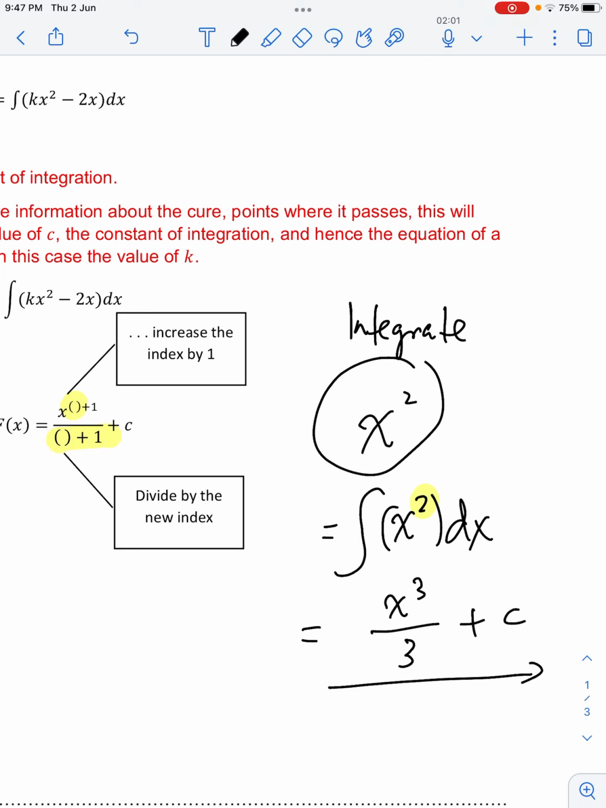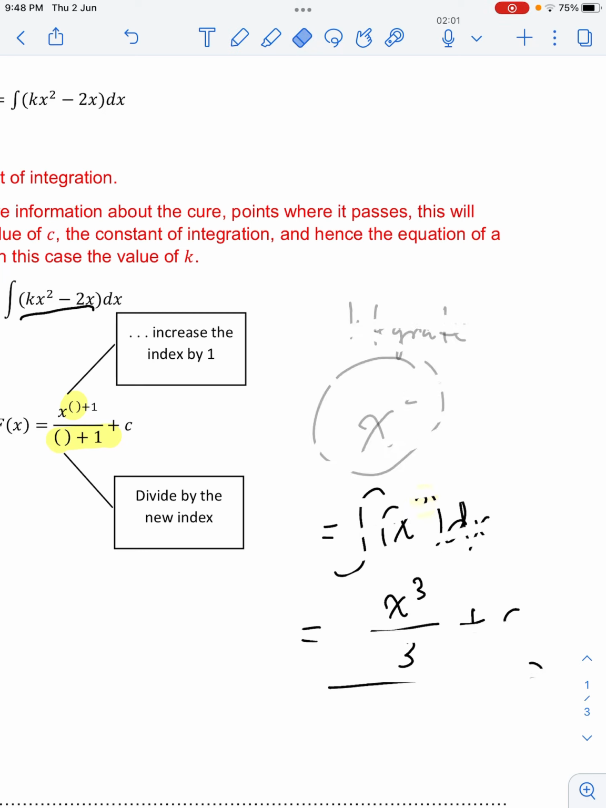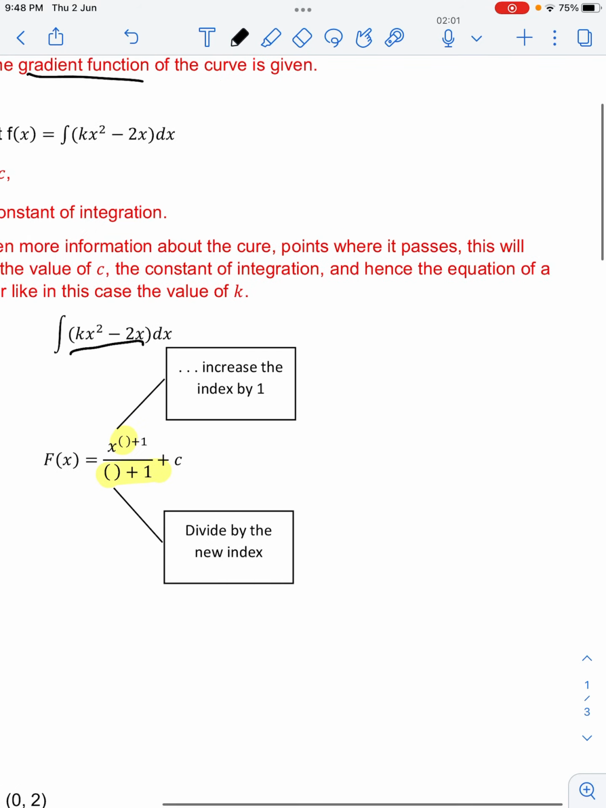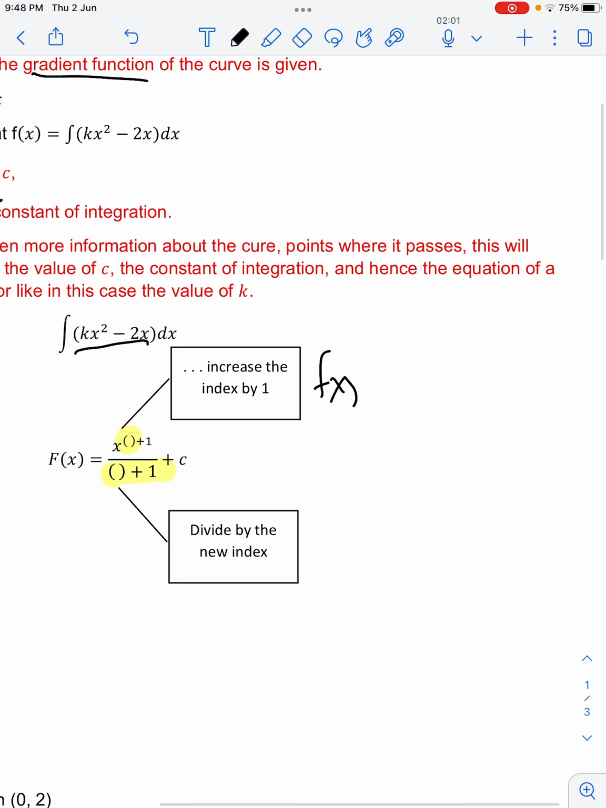Now we have the gradient function here, so we are going to integrate. We're going to use the same concept, and there is something called the sum and difference rule when you are going through your notes and starting to understand the concepts of integration. So in order for me to find f of x, I'm going to integrate the gradient function given to me, kx squared minus 2x, with respect to x.